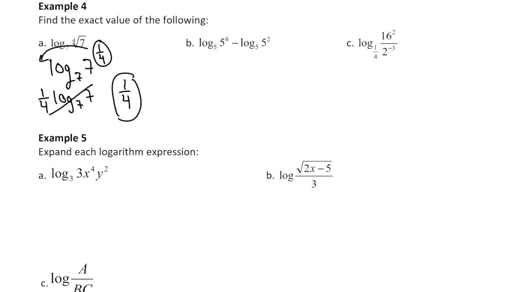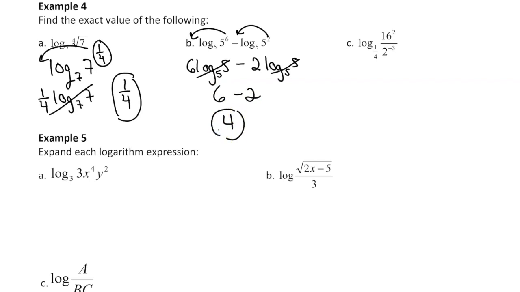So if you're starting to feel pretty good about these, I would say pause the video and try part B and part C on your own right now. Part B, there's a bunch of different ways we could do this. I would actually probably kick the 6 in front, kick the 2 in front. And if you had something like 6 log base 5 of 5 minus 2 log base 5 of 5, those reduce to 1s. You get 6 subtract 2, which is just going to give you 4. Again, there's actually multiple ways you could do that, but that's the way that I'll show you.